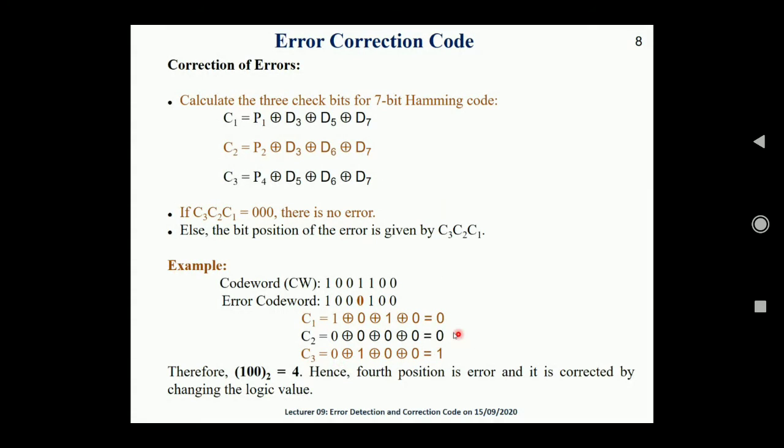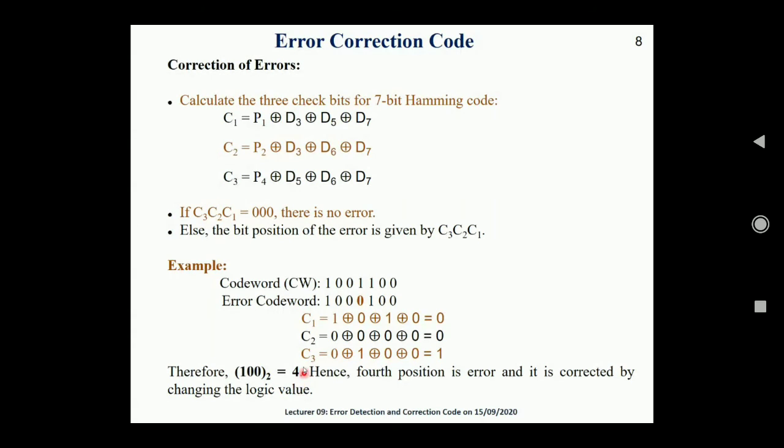Now we cannot use 0 0 1, because we already said that the format is C3, C2, C1. So what is the value of C3? C3 value is 1, so here I am writing 1. C2 value is 0, and C1 value is 0. When we convert this binary sequence to decimal, we get 4. The decimal value is 4.